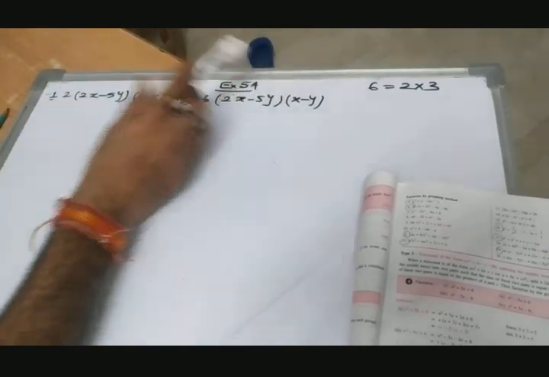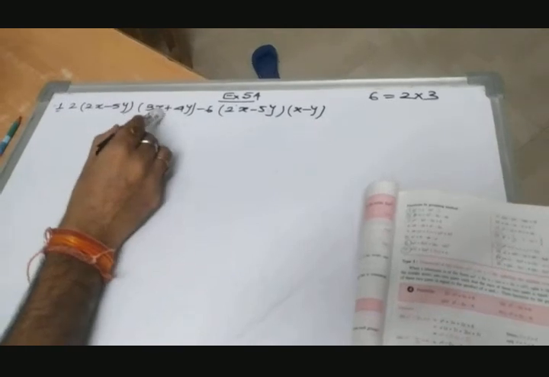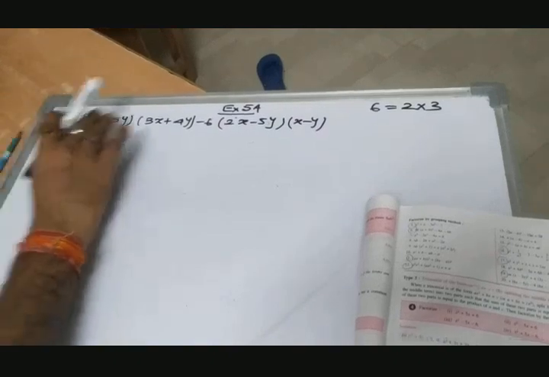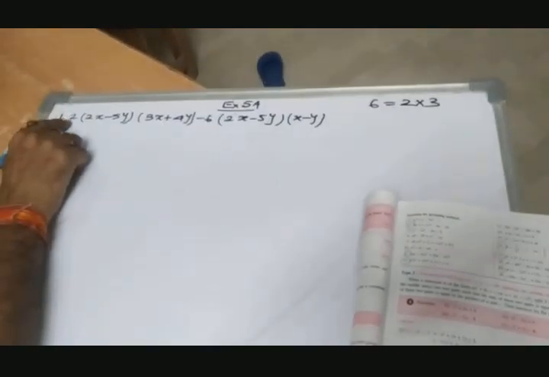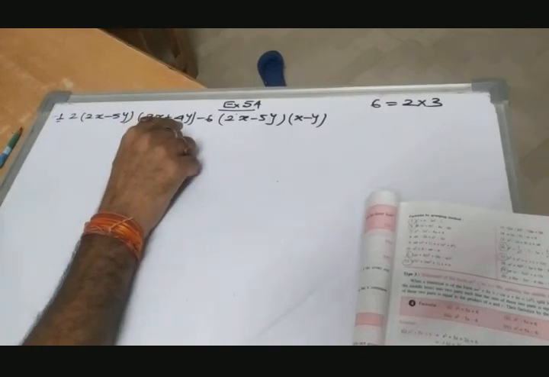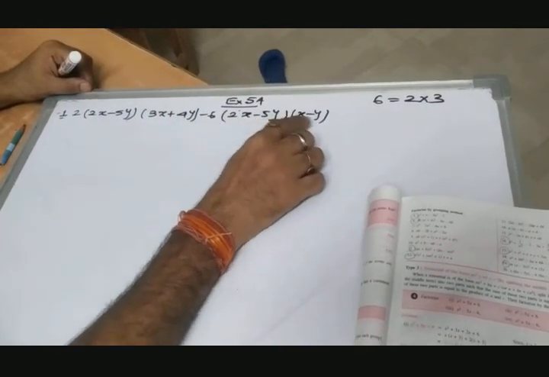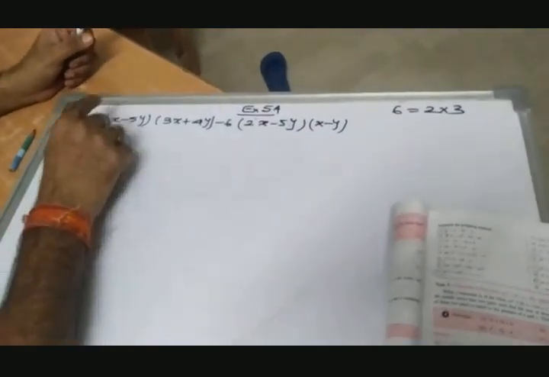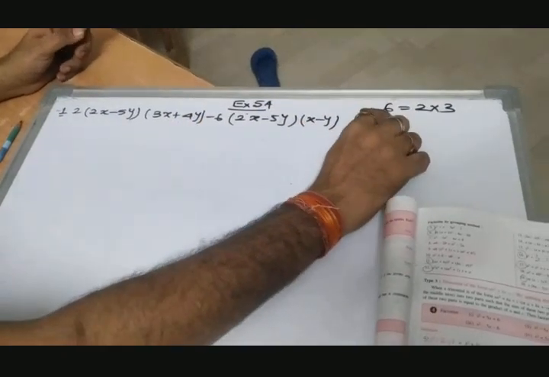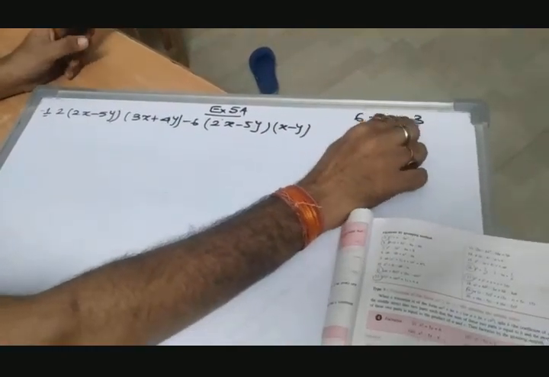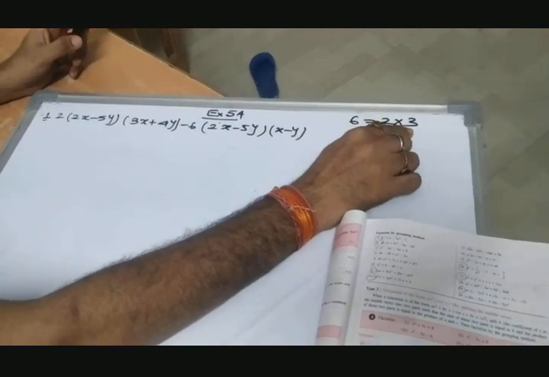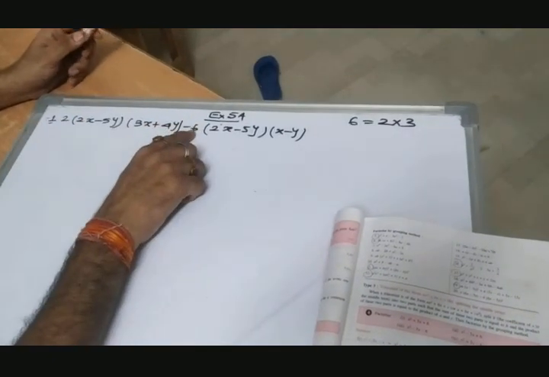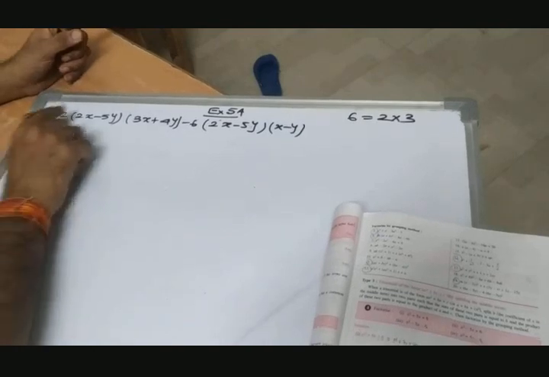Here we will discuss question number 1: 2x minus 5y into 3x plus 4y minus 6 into 2x minus 5y into x minus y. This question contains two terms. The first term is 2x minus 5y and 3x plus 4y, and 6, 2x minus 5y and x minus y is the second term. We see that the first term also contains 2 and the second term contains 6. If 6 is written in product form, it converts into 2 into 3. So 6 also contains 2. Both terms contain 2.